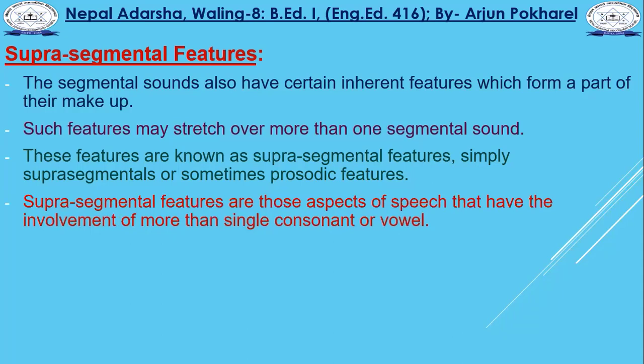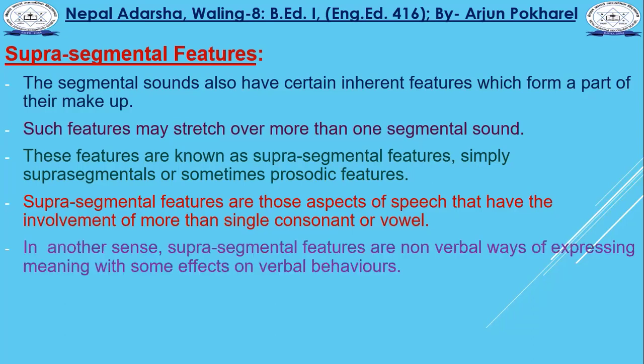Suprasegmental features are those aspects of speech that involve more than a single consonant or vowel. More than one consonant sound or vowel sound is involved. The suprasegmental feature is applied to more than one consonant or vowel. That's why it is not the feature of a single consonant or vowel, but of the consonants or vowels in combination.